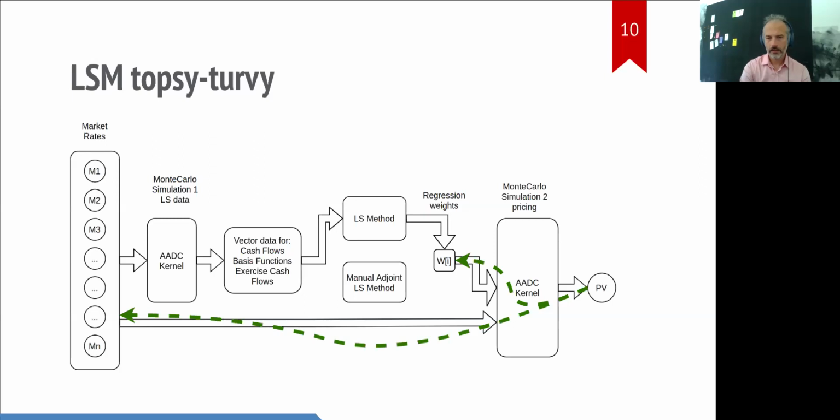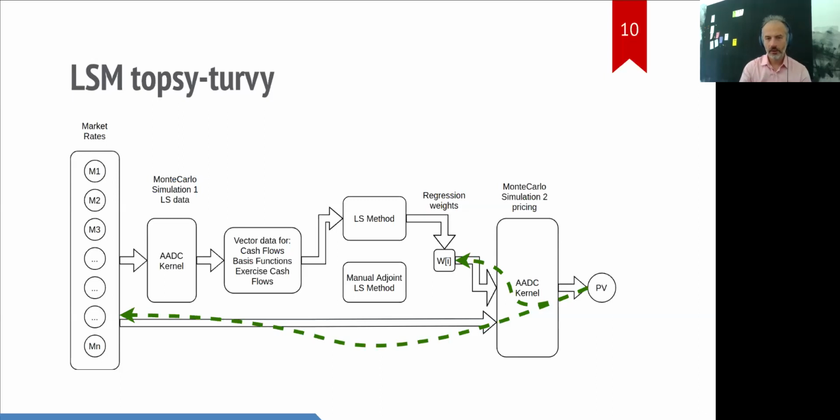The next step is to run the adjoint equivalent of the Longstaff Schwartz method. Now, this can be done manually. You can spend a week implementing that and making sure everything is correct and get it done. Or you can use automatic adjoint differentiation, but in vector format. The choice is yours, basically.